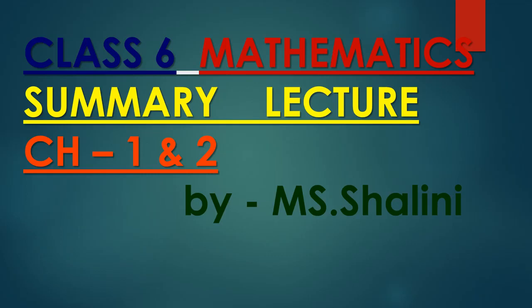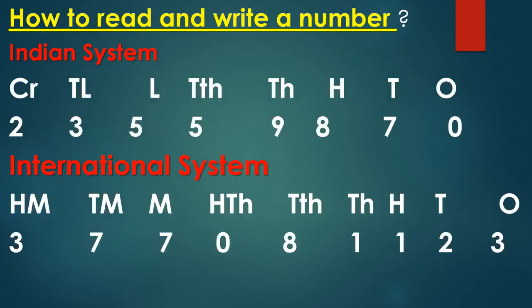In chapter 1 we have learned how to read and write a number. We have learned that any number we can read or write in two systems. One is Indian system and another is international system. In Indian system, we have places ones, tens, hundred, thousand, 10,000, lakh, 10 lakh and crore. But in international system, we have places ones, tens, hundred, thousand, 10,000, 100,000, million, 10 million, 100 million.